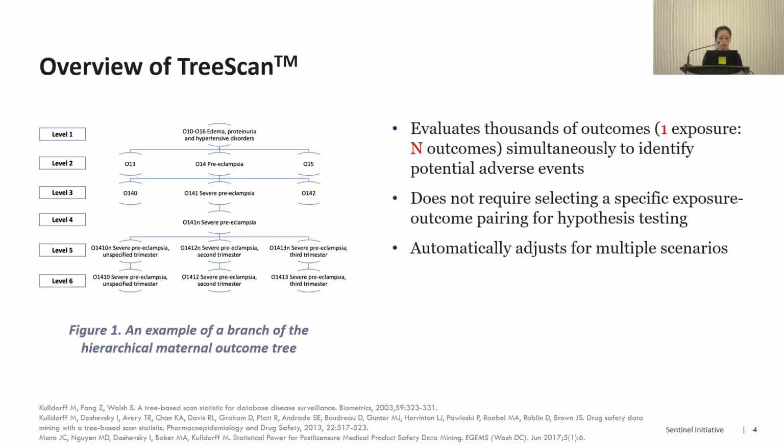So this is a little bit of overview about tree scan. It's a data mining method that can evaluate thousands of outcomes at the same time to identify potential adverse events. And those thousands of outcomes are structured into a hierarchy called a tree with multiple levels. And in tree scan, it does not require the user to select a specific exposure outcome pairing for hypothesis testing, and it can adjust for multiple testing.